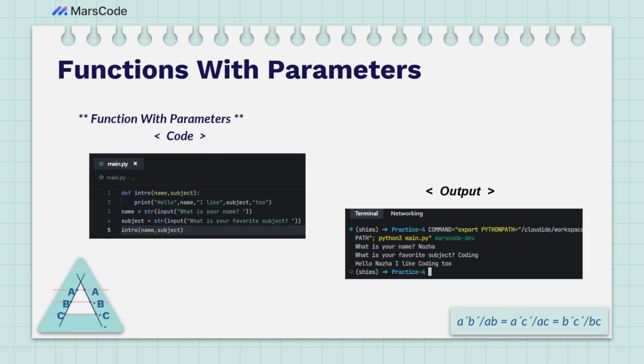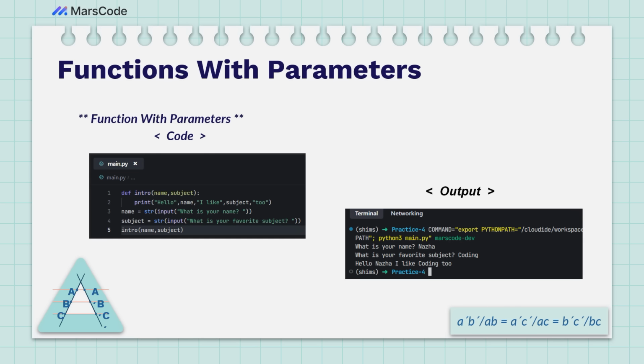Here, we're just printing a statement that's going to say hello, their name, and it's going to say I like subject. So the subject will be whatever subject they enter. Whenever you say function with parameters, it's just what you put inside of the brackets of your function that you want to get as an input from the user.